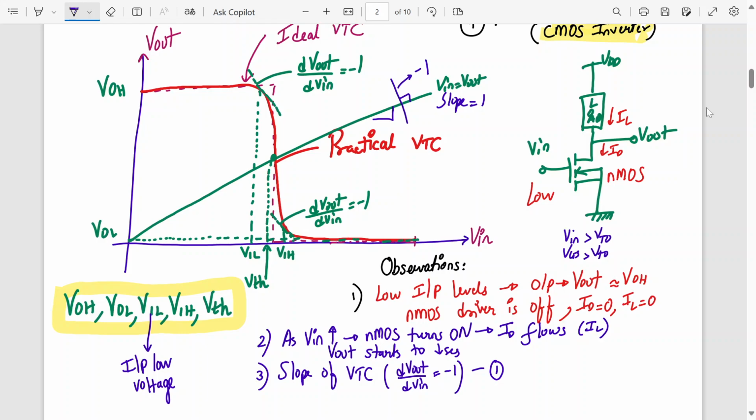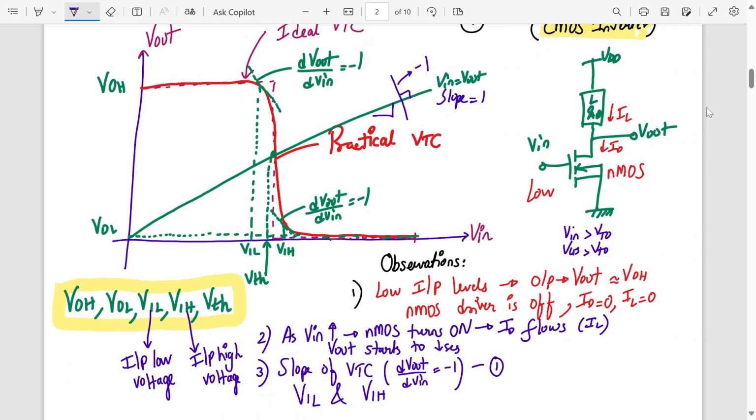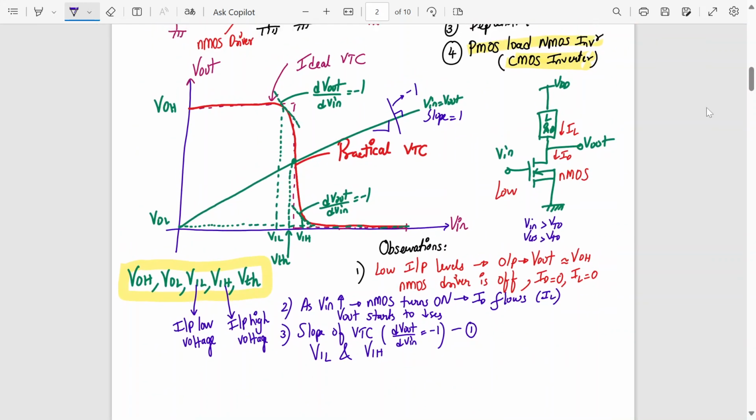Okay, so the larger input value satisfying this equation number 1 is called input high voltage, VIH. So from the slope we get two values, VIL and VIH. Agree? So this VIL and VIH will help us determine the noise margins of the CMOS inverter or of any inverter circuit. Okay. Now let us go further in this.